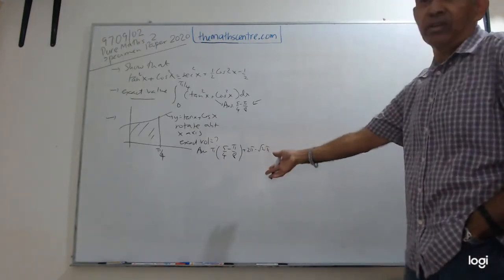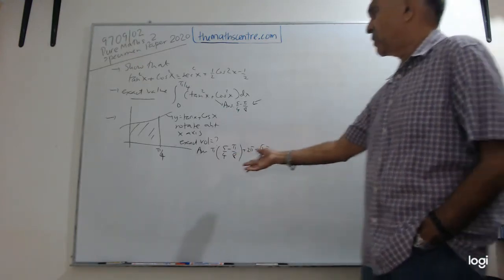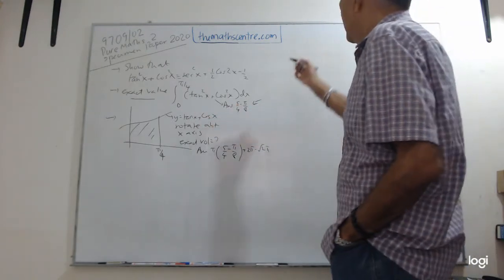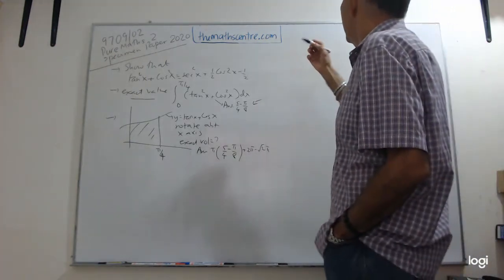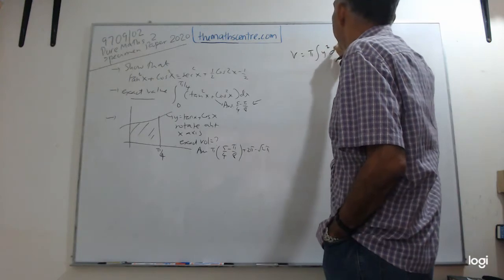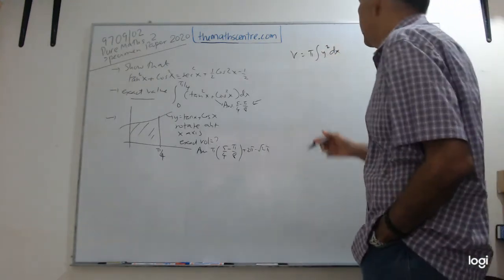I wrote the answer down here. You don't have to worry about a calculator and so on. So the answer is here, which I worked out. Basically, I want to talk about the ideas. Just be a bit careful when you do this. We are looking at rotation about the x-axis, so volume will be pi y squared dx. That's a formula we learned some time ago.